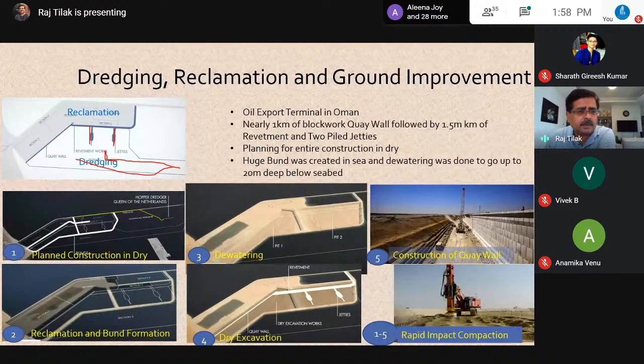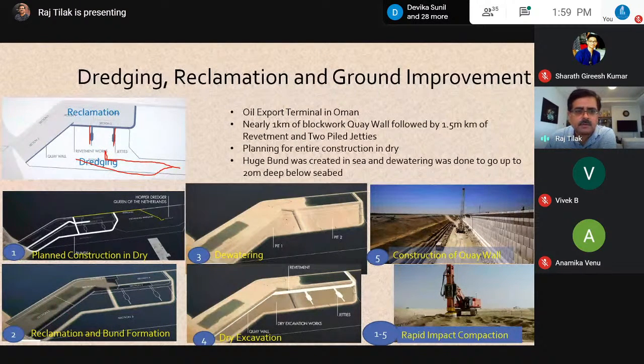So we had to build a bund all around. This structure was already there. This is called a breakwater, which was already there. So we had to just attach our reclamation beside it. If you see figure number 2, there is a reclamation bund, which is enclosing seawater as well. And we did reclamation on the reclamation side.